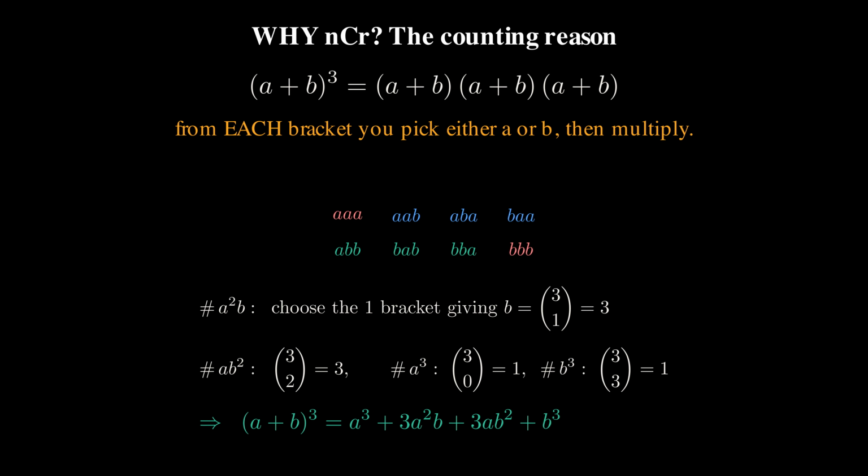And that count is n choose r. The triangle wasn't a coincidence. It was counting all along. We can now write the whole thing in one line.